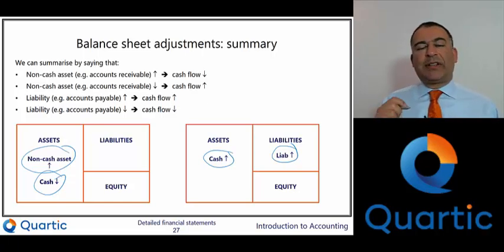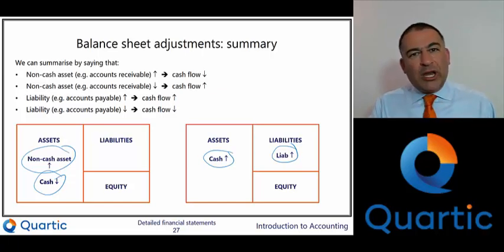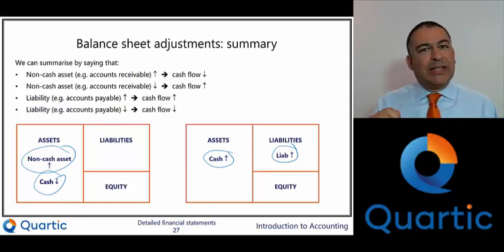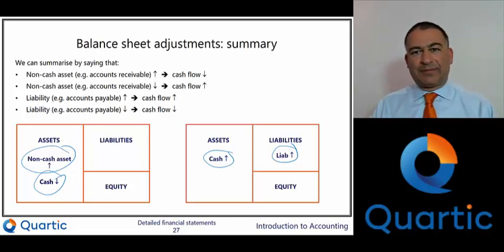So that's a useful little summary of how we get the cash flow adjustment from the movement in the balance sheet. So that's the cash flow adjustment from a change in the balance sheet. Note that you need last year's balance sheet as well as this year's balance sheet to do this calculation.